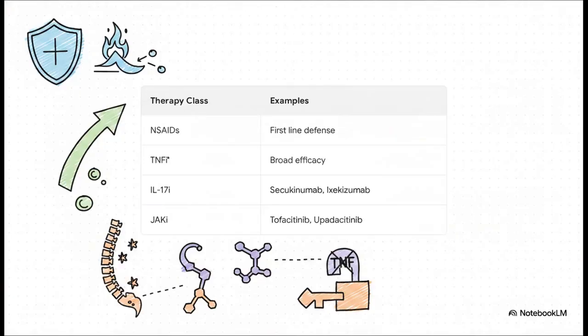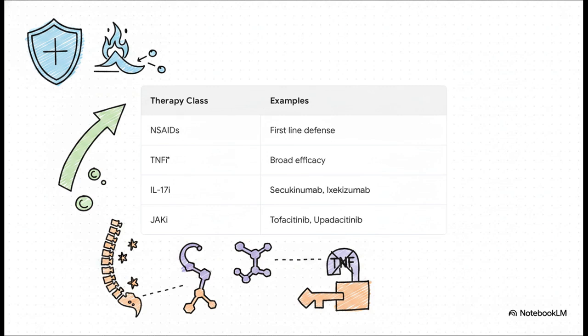Our therapeutic approach here is all about progressive escalation. The first line of defense isn't just taking an Advil when it hurts. It's using continuous, maximum tolerable doses of nonsteroidal anti-inflammatory drugs, or NSAIDs. If the disease remains active despite that, we don't even bother with conventional oral DMARDs for spinal disease because they simply don't work for the spine. Instead, we escalate straight to the heavy hitters, the biologics.